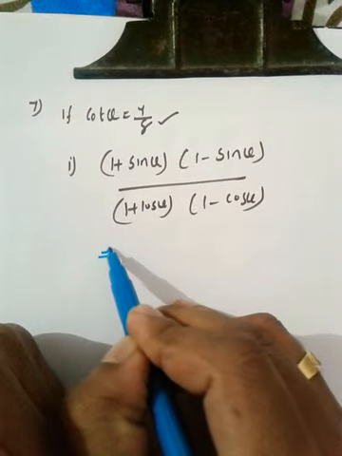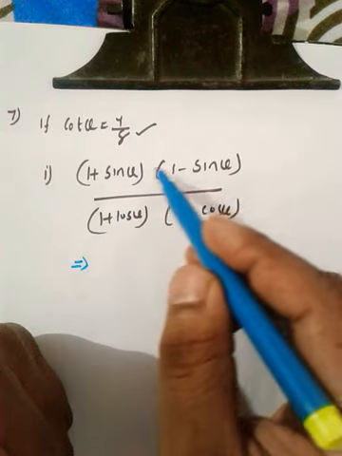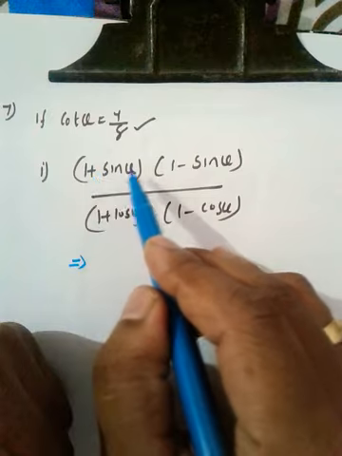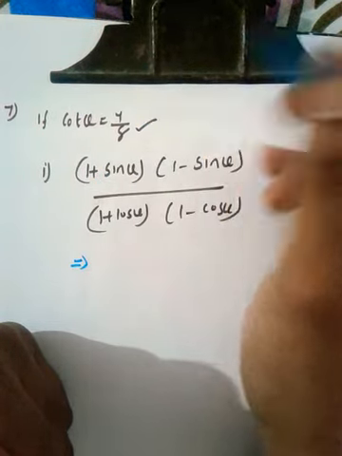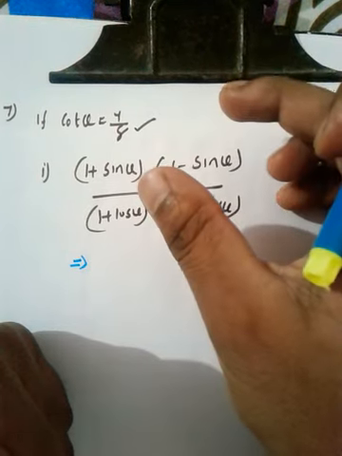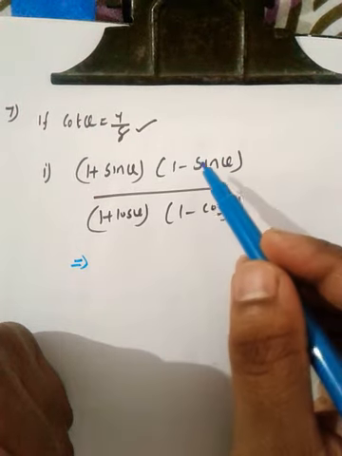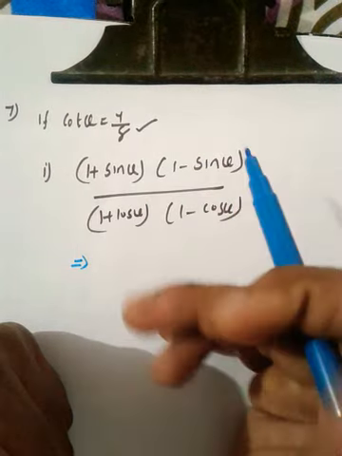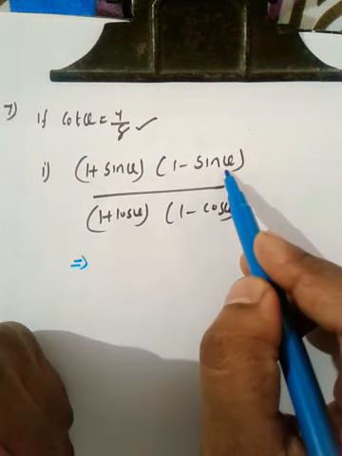So let me simplify the question first. Because this is in a little bit of an advanced form, let me simplify this. First of all, this is a given thing. This we must calculate. So in order to calculate this, let me simplify this question. Because at first look you may feel this question is difficult, that's why. Let me simplify. Consider the numerator. It is in the form 1 plus sine theta into 1 minus sine theta.